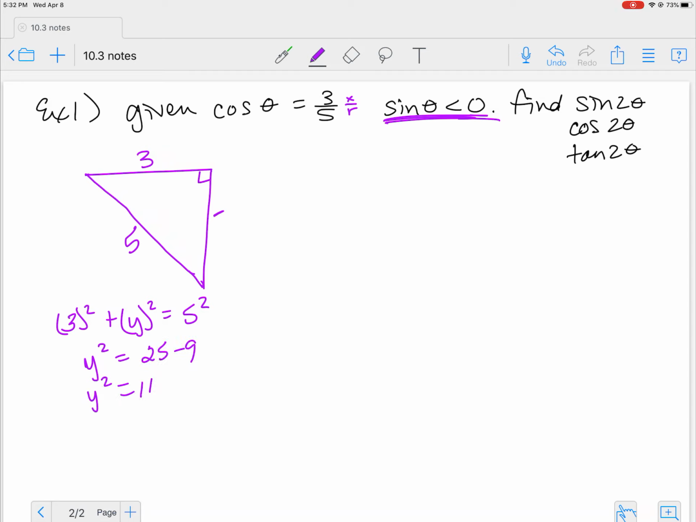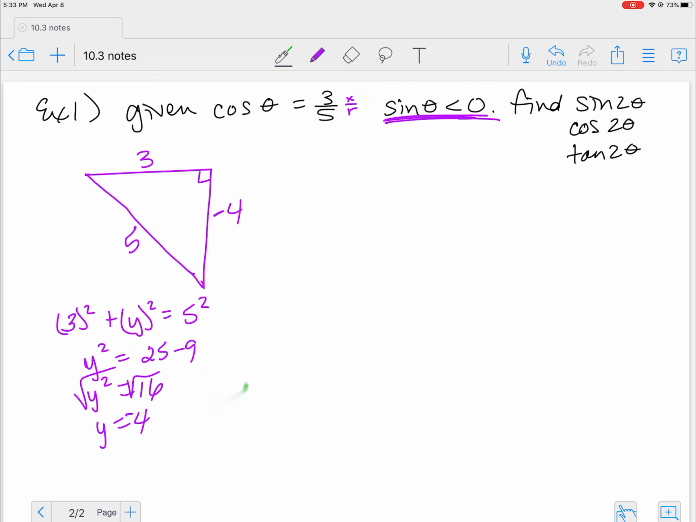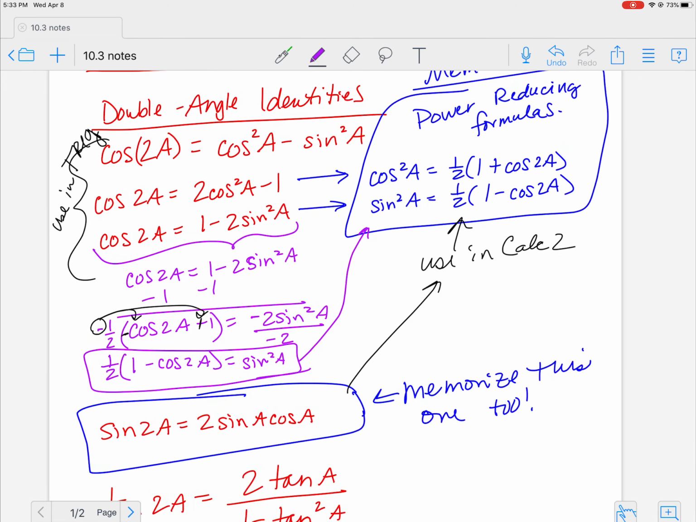So you can work at this and say, oh, I've got 3 squared plus y squared is equal to 5 squared. So y squared is now equal to 25 minus 9. Y is equal to 4. And I know that this one is negative just because it tells me that it's negative in my problem. Otherwise, it would be positive, but because it tells me it's negative in my problem, so there's my x, my y, and my r. All right?